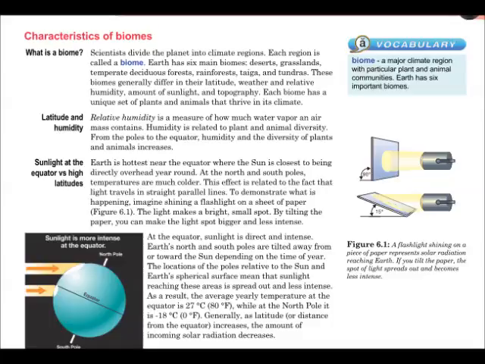Earth's north and south poles are tilted away from the sun or toward the sun, depending on the time of year. The location of the poles relative to the sun and Earth's spherical surface means that sunlight reaching these areas is spread out and less intense. As a result, the average yearly temperature at the equator is 27 degrees Celsius or 80 degrees Fahrenheit, while at the North Pole it is negative 18 degrees Celsius or 0 degrees Fahrenheit. Generally, as latitude or distance from the equator increases, the amount of incoming solar radiation decreases.